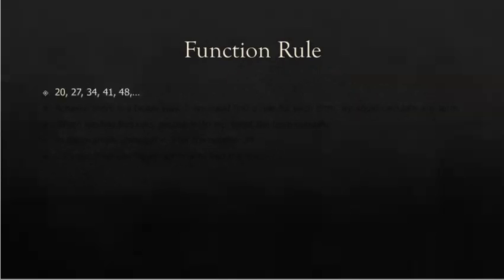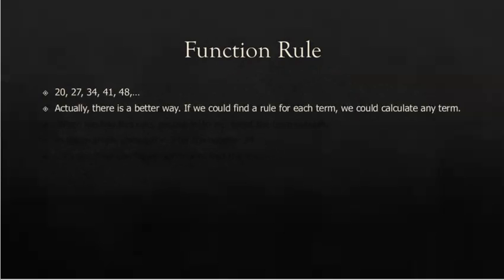So let's look at what that means again. Here's our same sequence. There is a better way. If we could find a rule that would give us any term, then we could calculate any term, including the 100th term. So when we find this rule, we're going to use n to represent the term number.